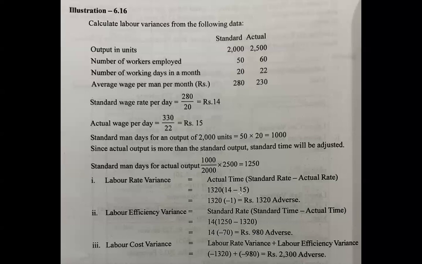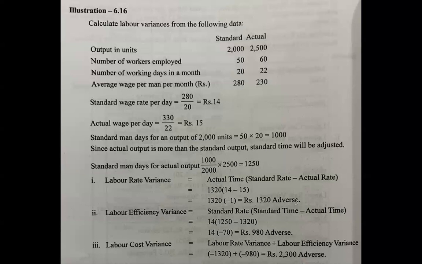14 minus 15 is the difference between standard rate and actual rate. Actual time is 1320. The variance that you calculate is 1320 adverse. 14 minus 15 is minus 1, so minus 1 into 1320. It's an adverse variance.